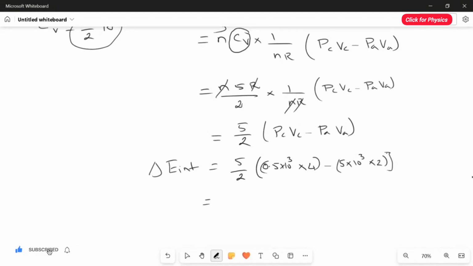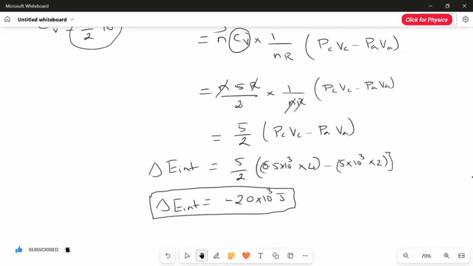Let's see what the answer is here. Here I got the answer as minus 20 kilojoules. So this is the answer for the first part. That means the answer for A.